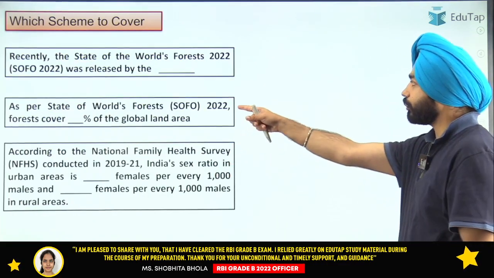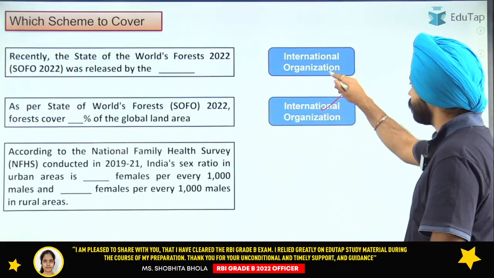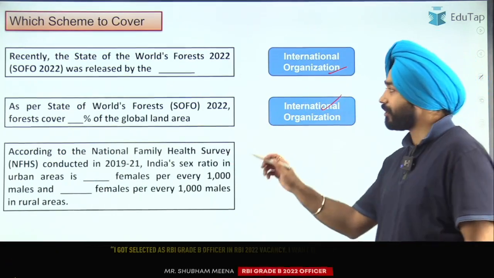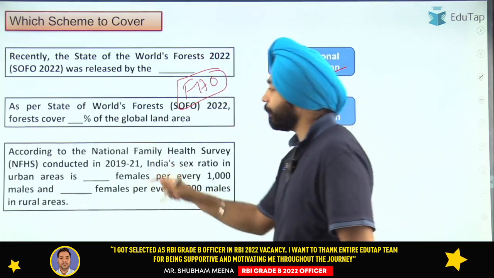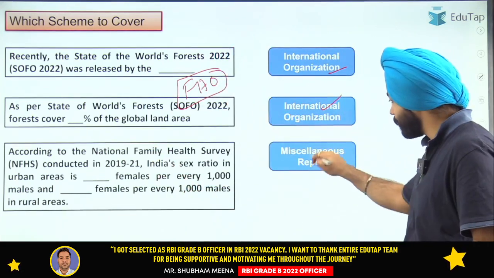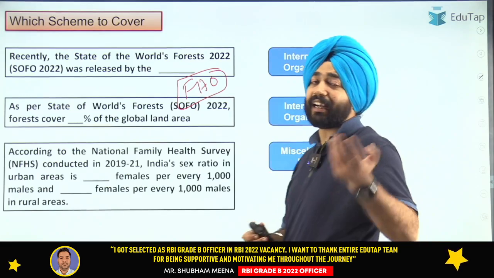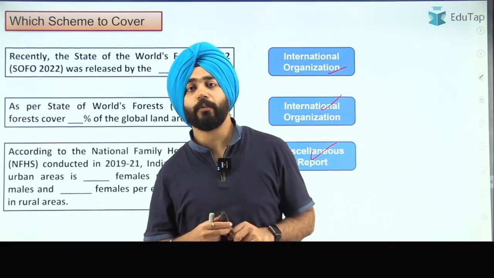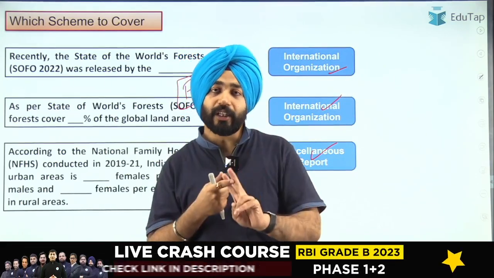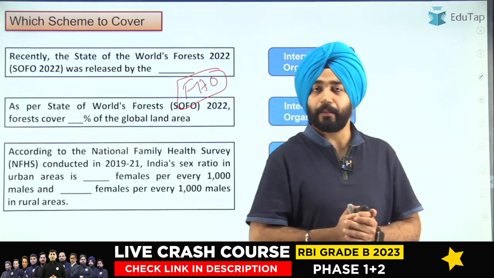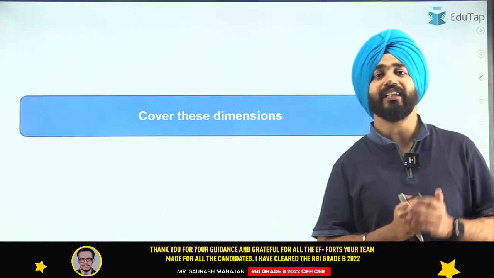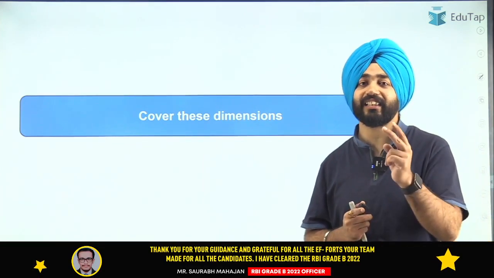Now, let's bring back the same question that I just discussed with you. So, State of World's Forest Report. These are the reports released by international organizations, that is Food and Agriculture Organization. Similarly, National Family Health Survey, it's a miscellaneous report that has been released. And in these miscellaneous reports, 2 other reports which are very important are Union Budget and Economic Survey, that is defined in your syllabus.